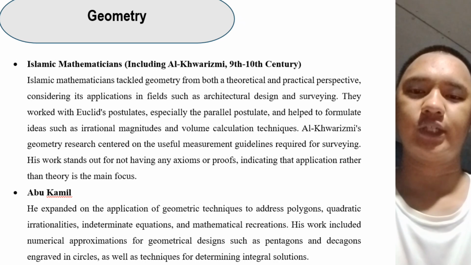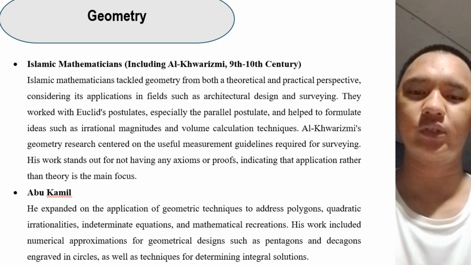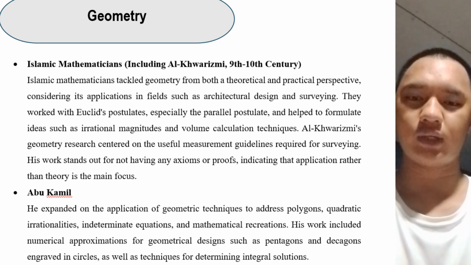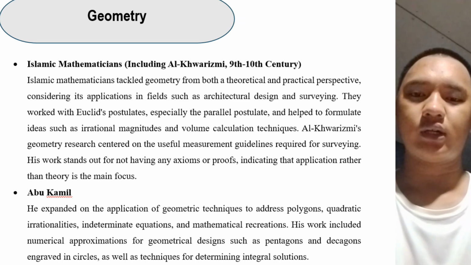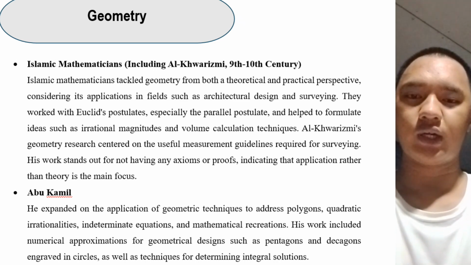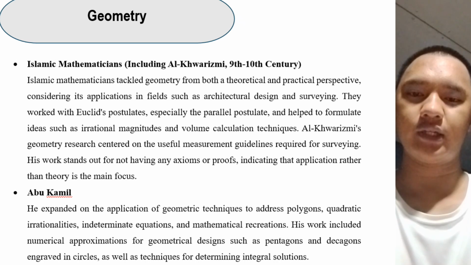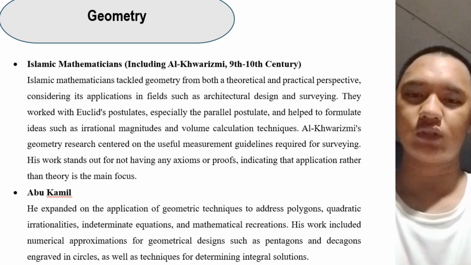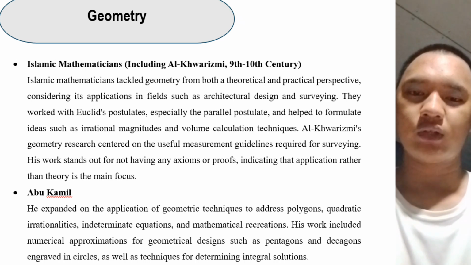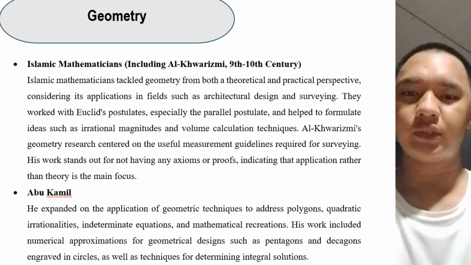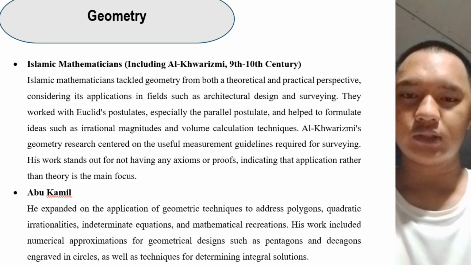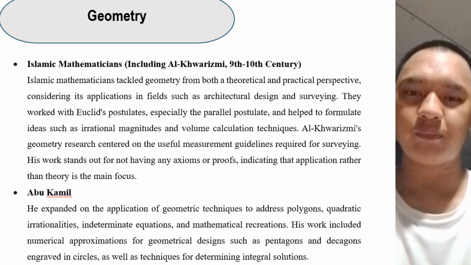Ma'am, my explanation is about geometry in the Islamic world. Geometry started in the Islamic world with the building of the House of Wisdom, which was made by the Muslims. The contribution of geometry was big because of the symmetrical design of their houses, buildings, mosques, temples, etc.